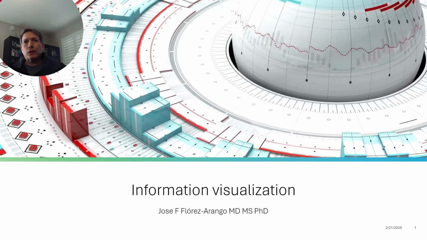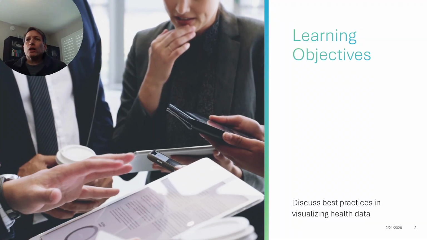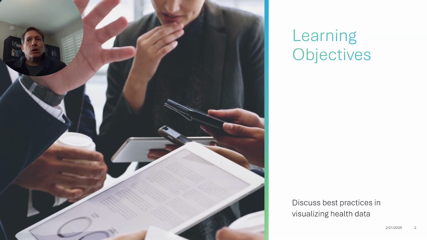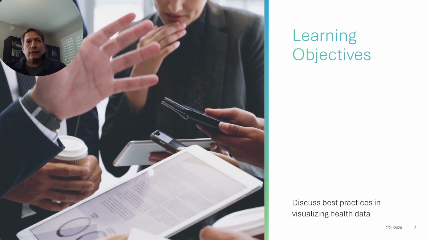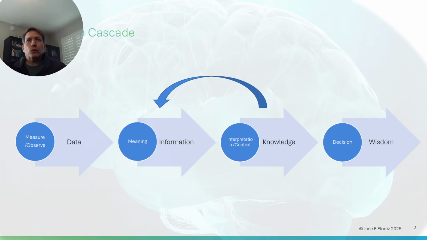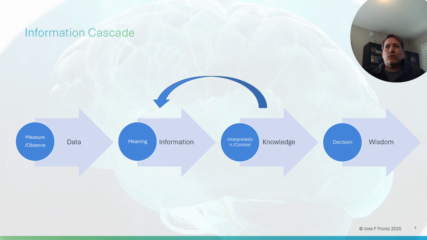Let's start. Our learning objectives are going to be to discuss the best practices when we want to visualize health data. In order to do that, we need to go back and remember this information cascade. When we are talking about information visualization, we are trying to preserve this cascade, taking that data and creating meaning, and make people able to have a proper interpretation of what is being presented to them and be able to create some knowledge. And eventually, with that knowledge, we are going to be able to make decisions or create wisdom.